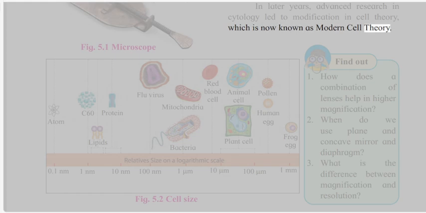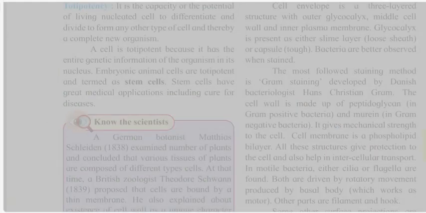4.5 Totipotency. It is the capacity or the potential of a living nucleated cell to differentiate and divide to form any other type of cell and thereby a complete new organism. A cell is totipotent because it has the entire genetic information of the organism in its nucleus. Embryonic animal cells are totipotent and termed as stem cells. Stem cells have great medical applications including cure for diseases.